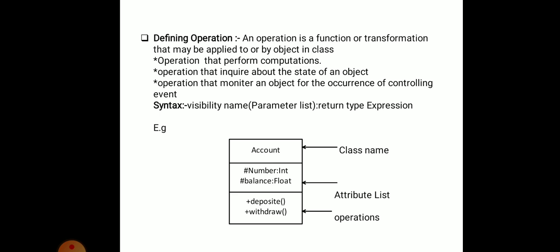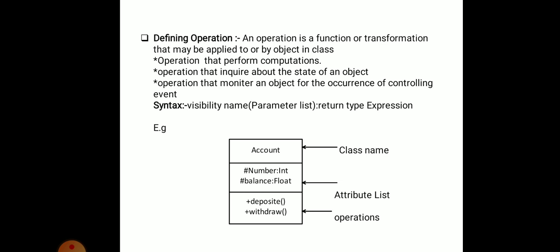Then how to declare an operation? Visibility name, parameter list, colon, return type and expression. Okay, how to declare an operation? In a simple way, visibility, operation name and our method signature. Because operation means what? Like a method. So we will declare it like a method signature.